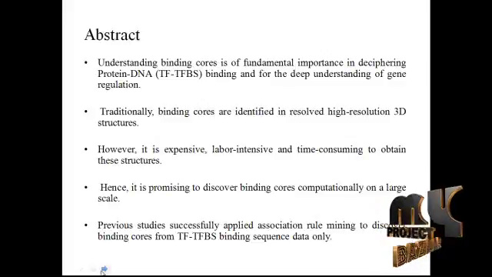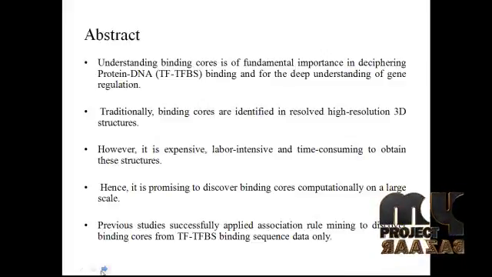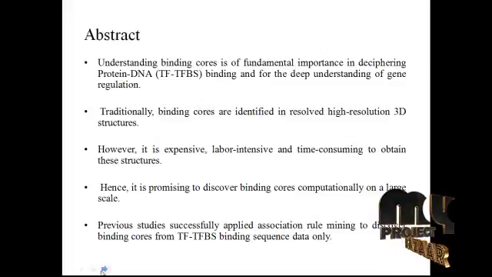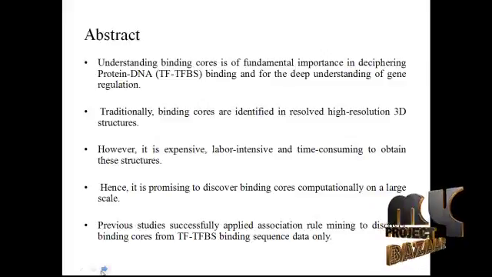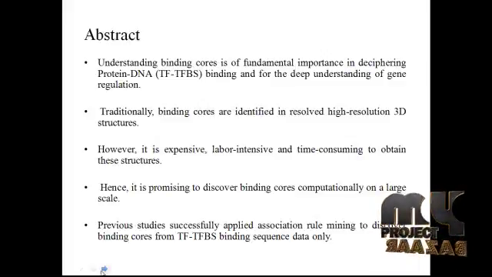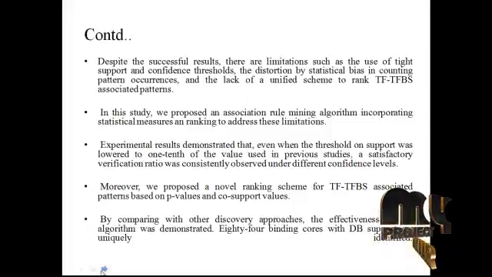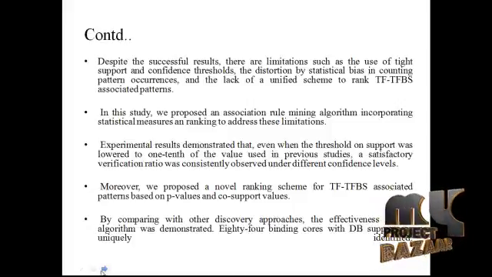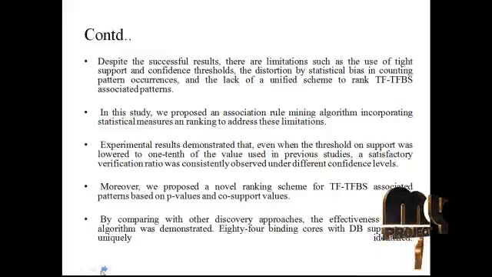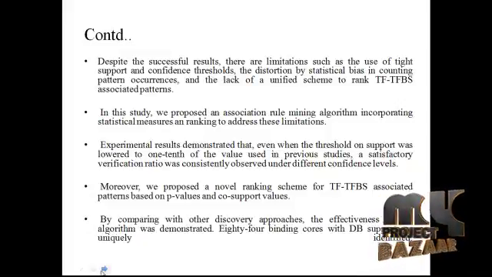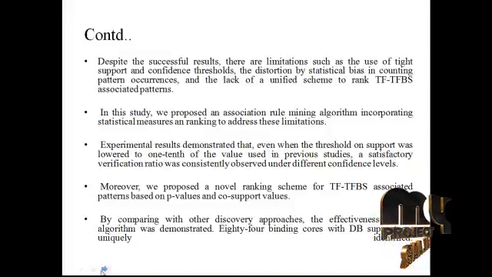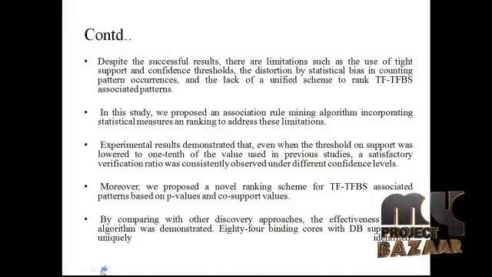Previous studies successfully applied association rule mining to discover binding cores from TFBS binding sequence data only. Despite the successful results, there are limitations such as the use of tight support and confidence thresholds, the distortion by statistical bias in counting pattern occurrences, and the lack of a unified scheme to rank TF-TFBS associated patterns.